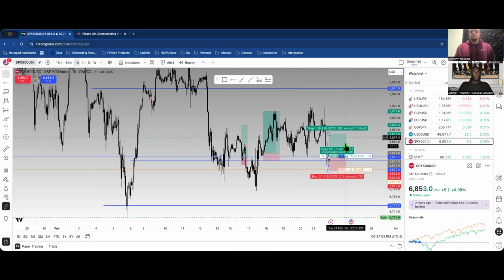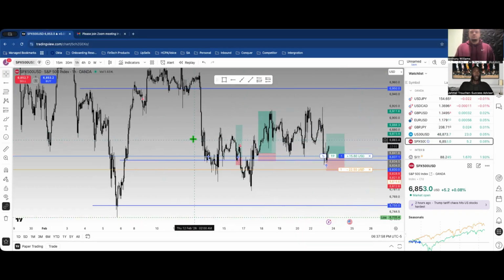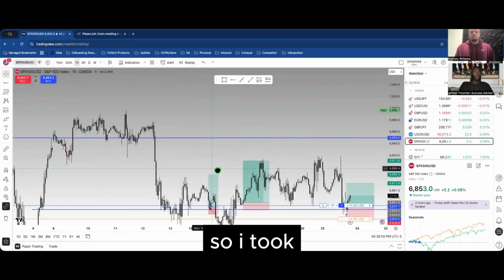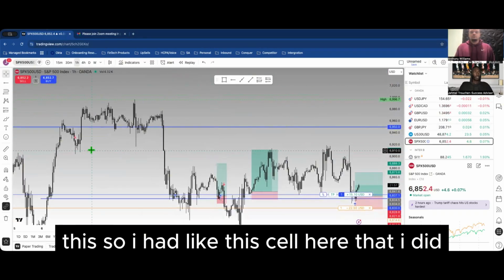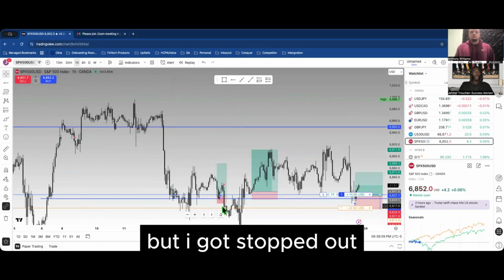But yeah, so this is S&P 500. So I took this. I had this sell here that I did a while ago. Then I did this one, but I got stopped out.